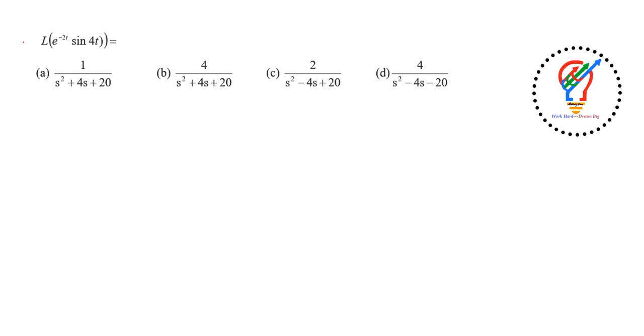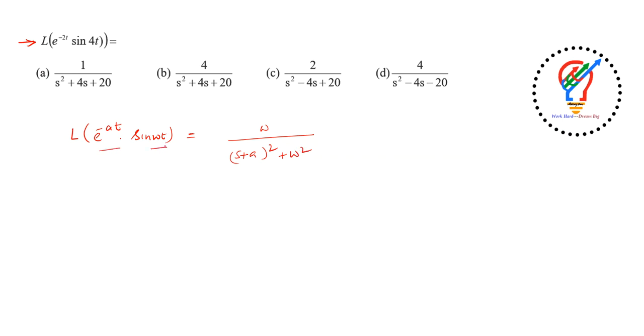So the question is: Laplace transformation of e power minus 2t sine 4t is equal to. So I'll write the formula here directly. Laplace transformation of e power minus at into sine omega t. So this is a formula here. If you find the Laplace transformation of this, you'll get omega divided by (s plus a) whole square plus omega square.